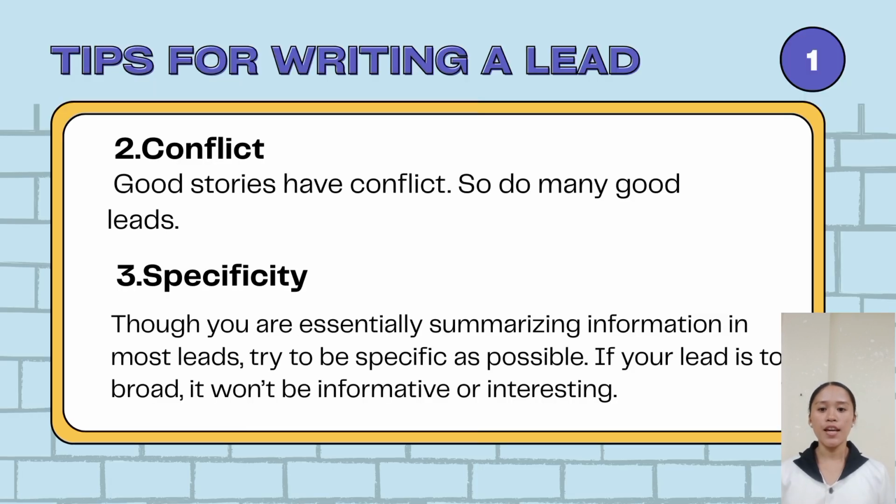Now let's proceed to the second tips in writing the lead, which is the conflict. So good stories often involve conflict because it creates interest. Conflict may involve problems, disagreements, challenges, or opposing sides. Including conflict in the lead helps make the story more engaging and relevant to the readers because it shows that something important is at stake.